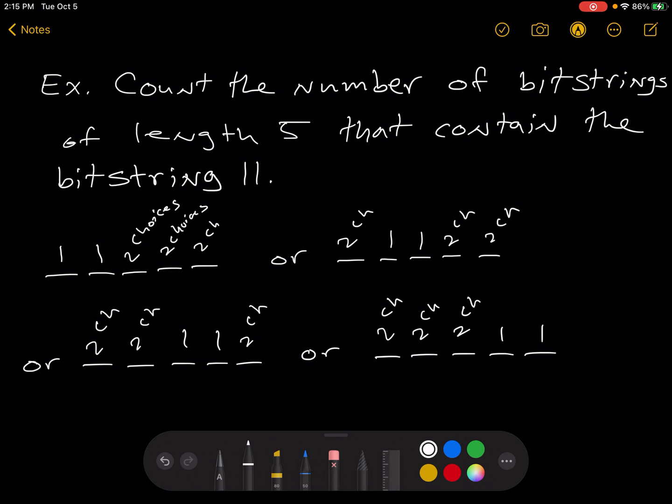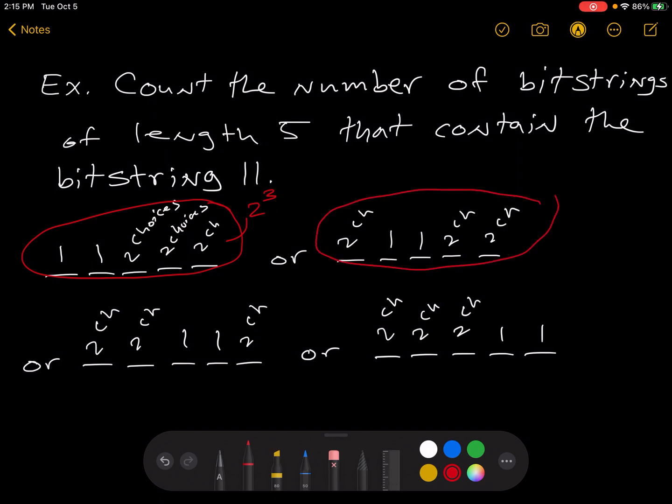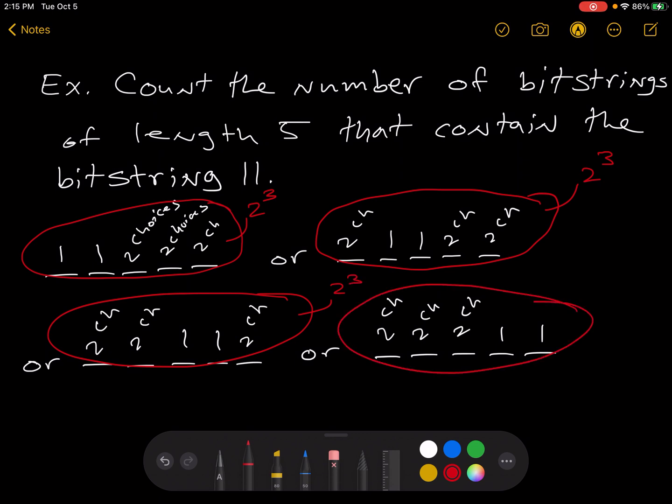All right, so in each case, if we're actually going to count all these, this first one would be 2 times 2 times 2, or 2 cubed. There's 2 cubed possibilities there. Same thing here, because the 1, 1 in the middle doesn't change anything. So you have 2 cubed here, 2 cubed here, and 2 cubed here.